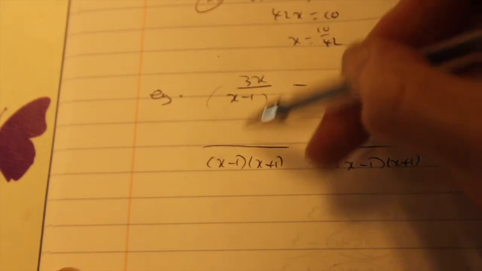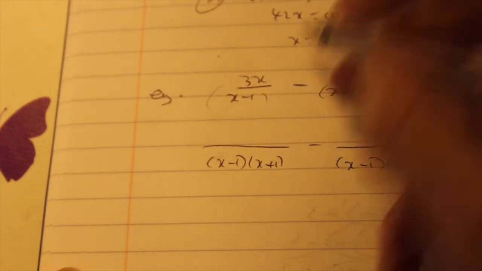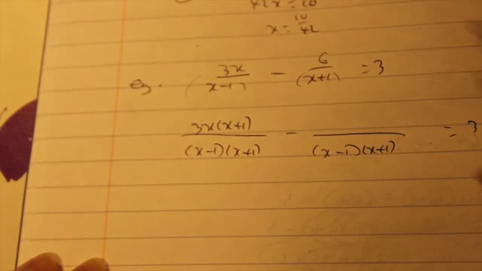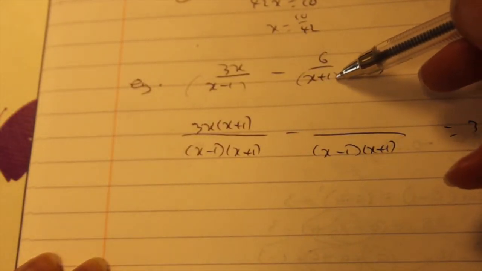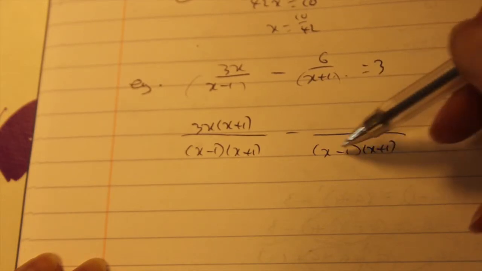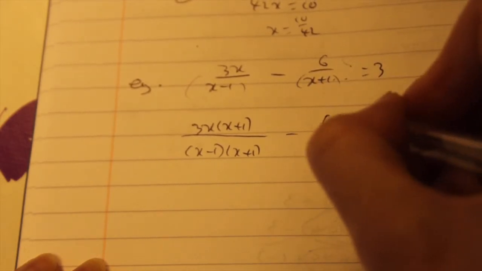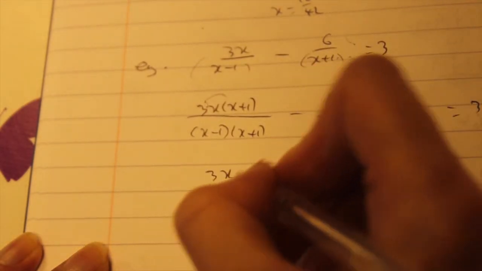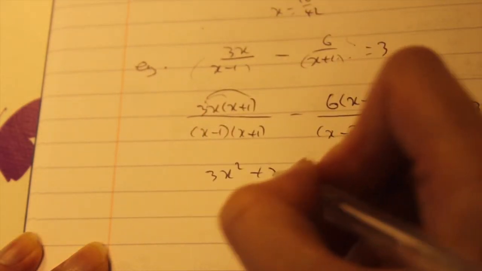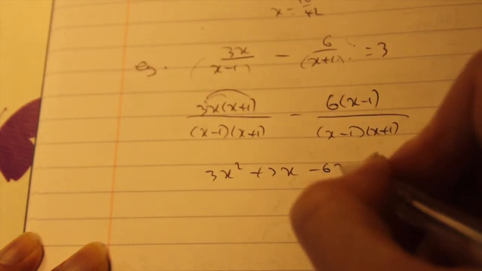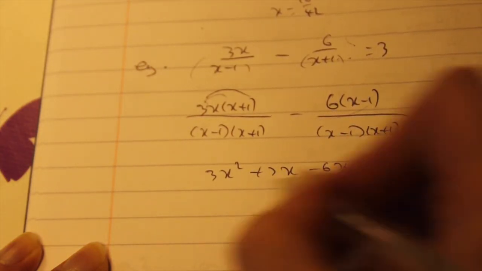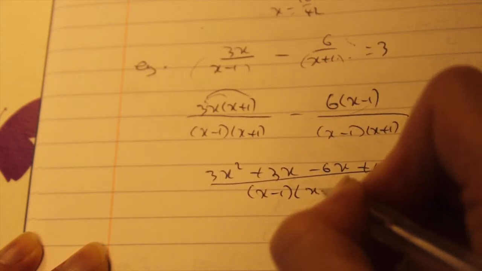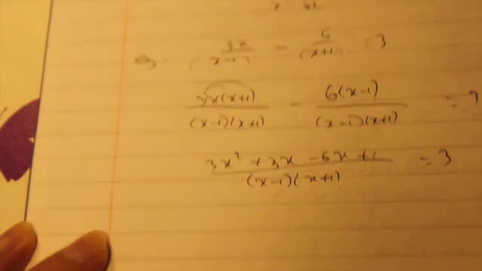To change from this to this bottom, I need an extra x plus 1. So I need an extra x plus 1 on the top. Now brackets are crucial. You must put brackets around your work here. To change this bottom to this bottom, I need an extra x minus 1. Put it on the top. Now I would sort out my tops. So it's 3x squared plus 3x minus 6x, and that becomes plus 1. The bottoms are all the same. x minus 1, x plus 1 equals 3.